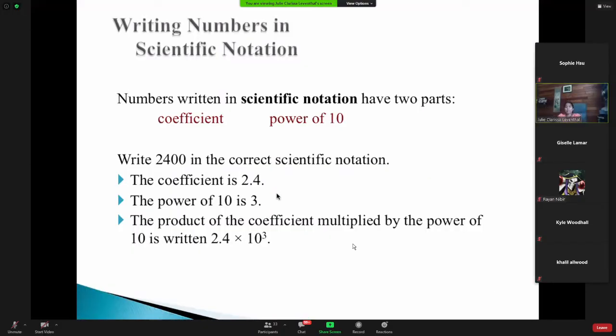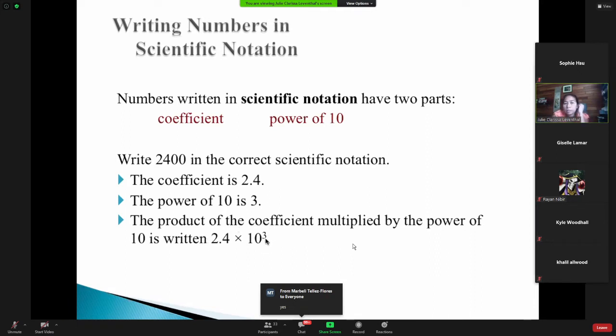Scientific notation. Okay, so like I said, in scientific notation, look here. Can you see my arrow, my cursor? Yes? Okay, good. So this here is the whole scientific notation.